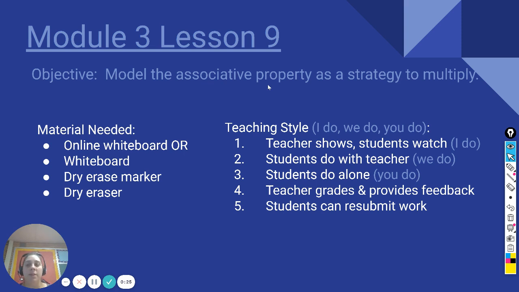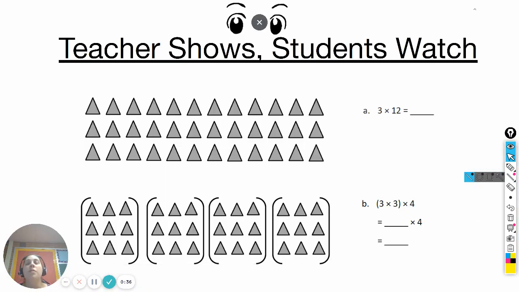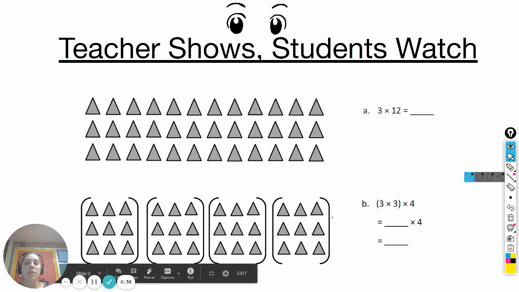The materials needed for today are your online whiteboard, or your whiteboard, dry erase marker, and dry eraser. And we're going to follow the teaching style where I do it, we do it together, and you do it on your own. First, we're going to start off with an example that's going to look a lot like your CAMI homework later.